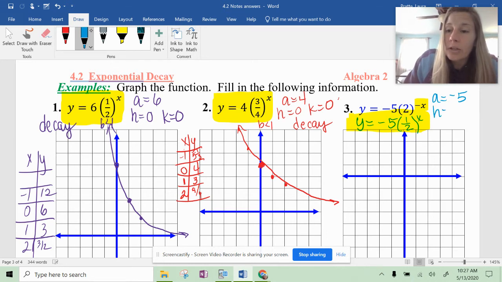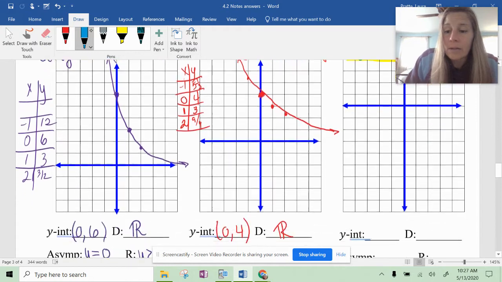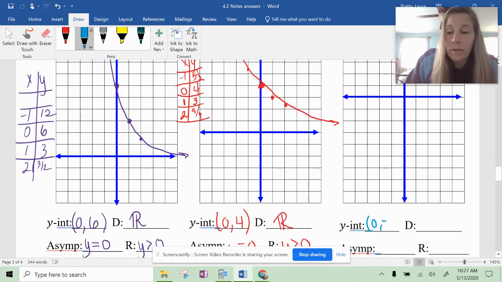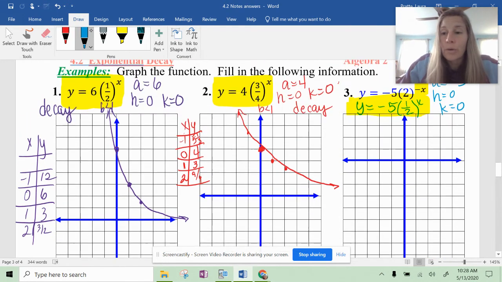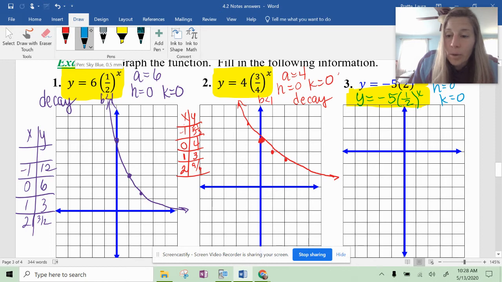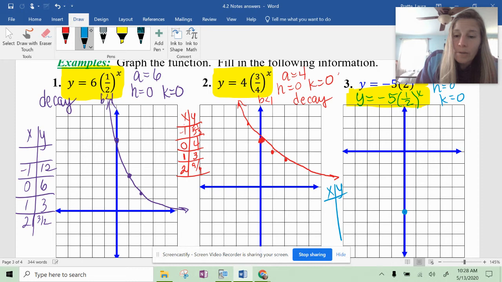And then the h and the k are both 0. So as far as your y-intercept, that's not going to be any different. It's just going to be the 0 and the -5. Your domain is still going to be all real numbers. Your asymptote is going to be y equals 0, but this time your range is going to be y is less than 0 because this graph is going to be reflected over the x-axis. So if I were to go graph my points, I have 0 and -5. And I'm going to do my little table to get a few more points here.